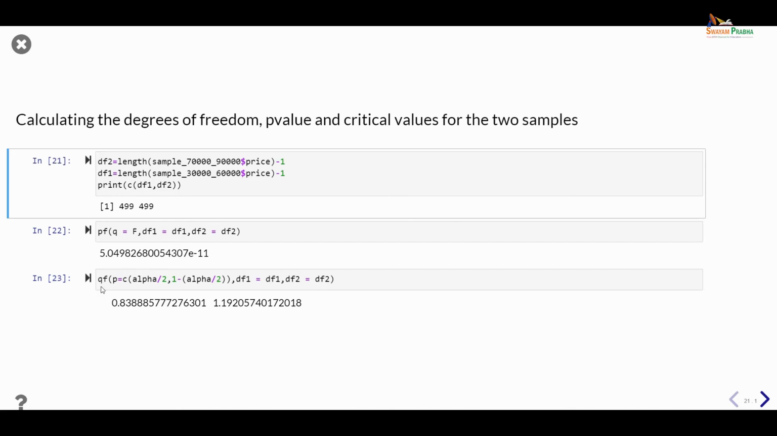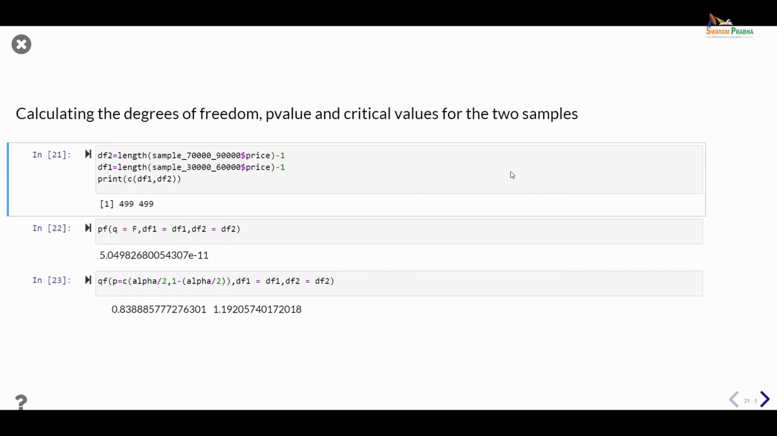We are going to compute the critical value from the standard F distribution. So we are using a function qf here. Now the inputs are basically going to be the significance levels. Since this is a two-tailed test, it's going to be alpha by 2 and 1 minus alpha by 2. I'm just going to supply the degrees of freedom that we've earlier computed. So your critical values are 0.84 and 1.19. So these are your two critical values. Your F statistic is basically outside this limit.